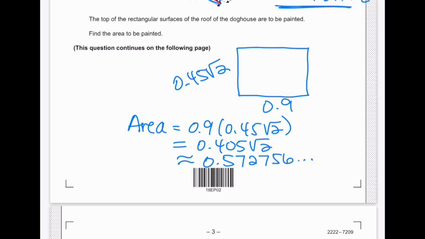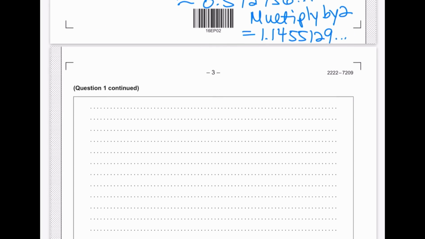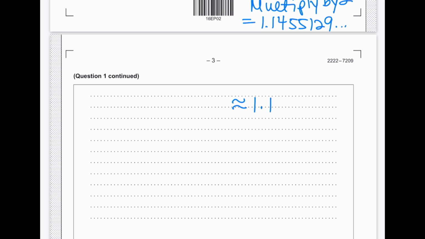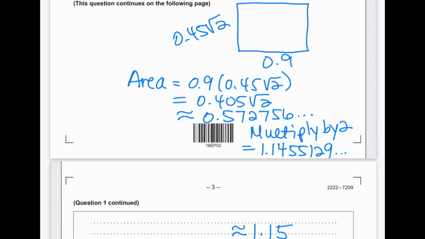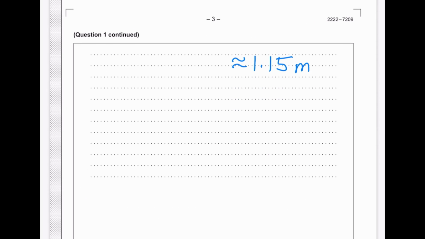0.572756, and so on. But remember that there are two of these, so I'm going to have to multiply this by 2 because there are two rectangles. If I multiply by 2, I get 1.1455129, and so on. And this is going to round to approximately 1.15. And then the units, because it's meters, the area is going to be square meters. And this is going to be my final answer.